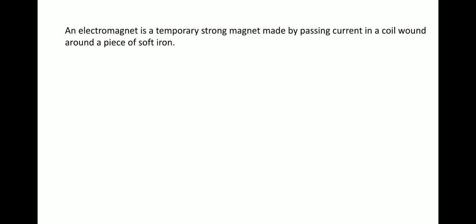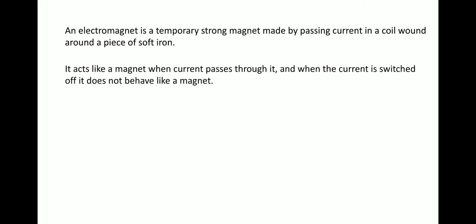An electromagnet is a temporary strong magnet made by passing current in a coil wound around a piece of soft iron. It acts like a magnet when current passes through it, and when the current is switched off, it does not behave like a magnet. So we can say it is an artificial magnet which is not permanent.